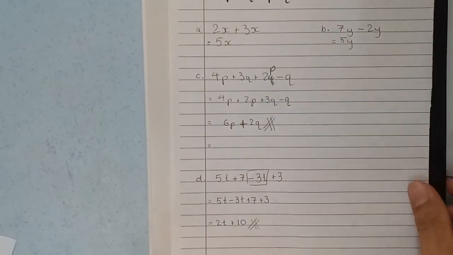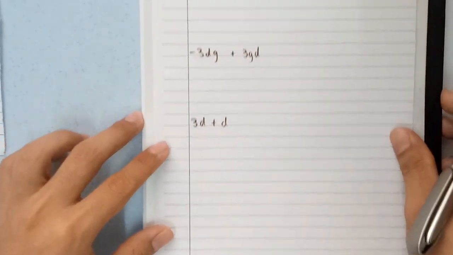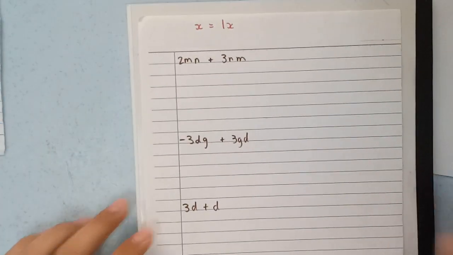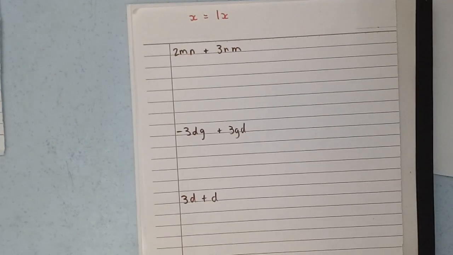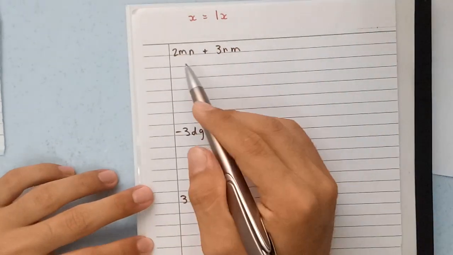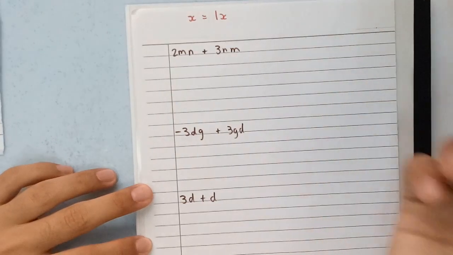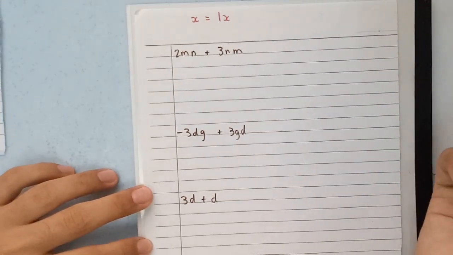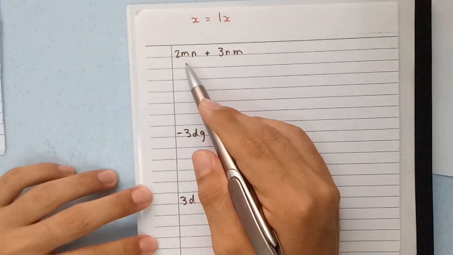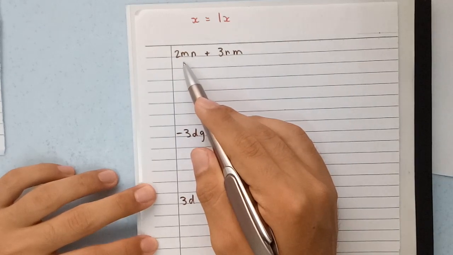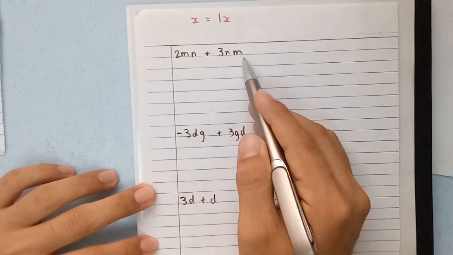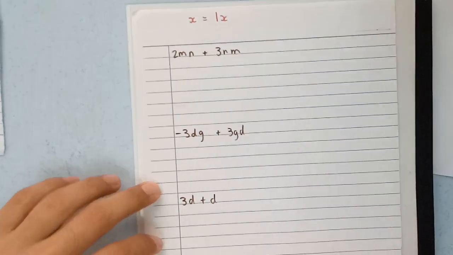Let's look at more examples. This is quite tricky. These 3 questions are quite tricky. Just now what we did was simple, only 1 letter. But now what you see here is 2 letters, which are m and n and m. So how do you do this?